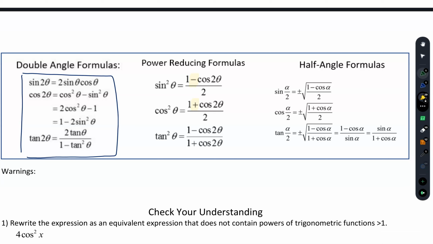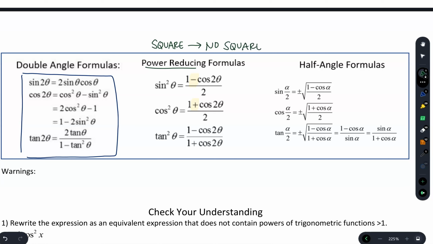Okay, so what is happening? Power reducing means that I'm going from a square to no square, right? But what do you notice inside of here? What happens with our thetas? Our theta is going to double. So that's super duper important there.